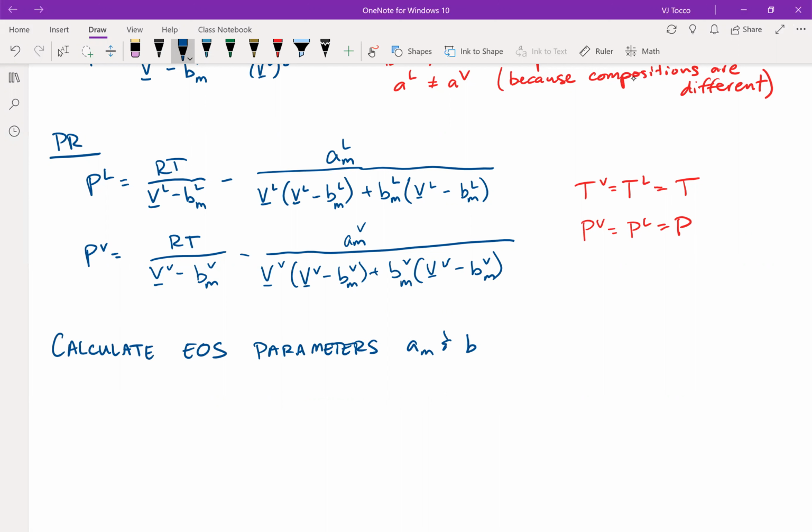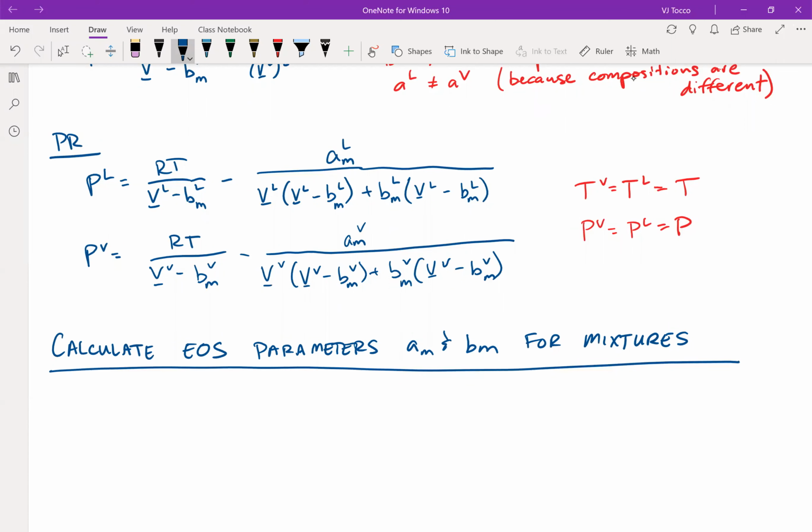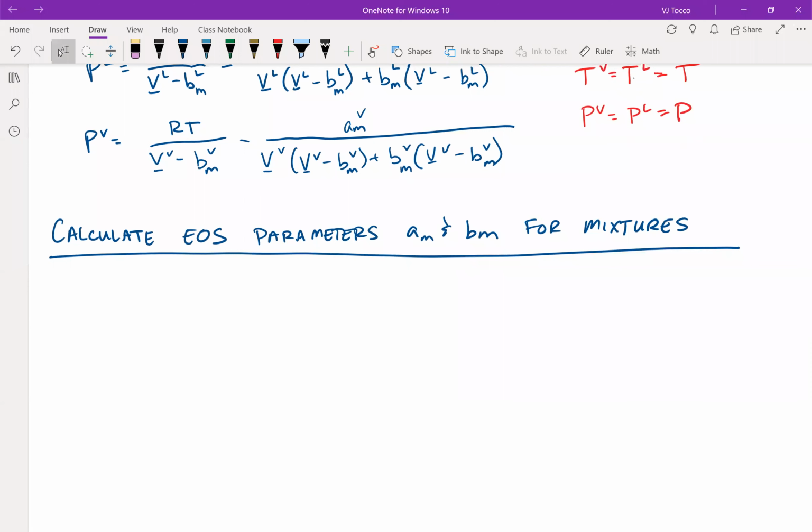We'll call it AM and BM for mixtures. Even though that's a little redundant because the M, again, is a subscript that says for mixtures, but just driving the point home that it is a mixture. The A constant is typically written in terms of a mixing combination of 4 terms. There's a term for each component, so that's 2, and then there's 2 cross terms. That's especially for a binary mixture, there's 4 terms.